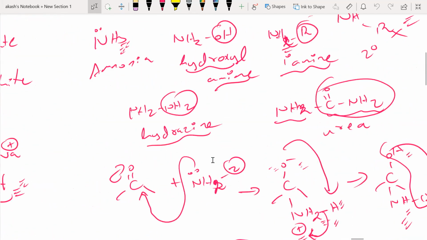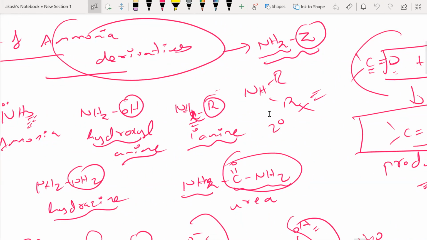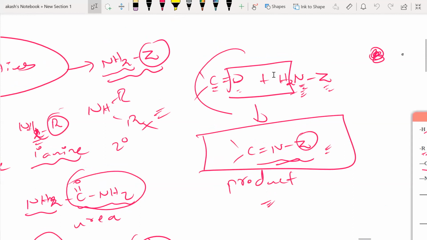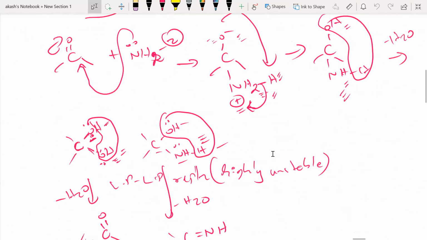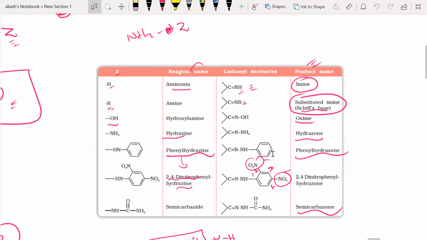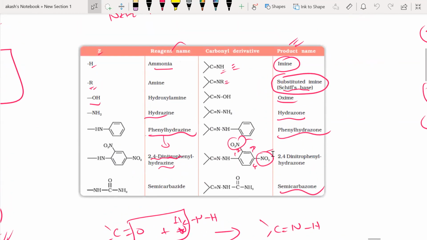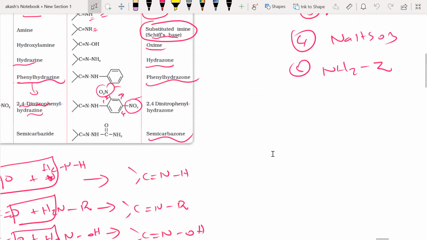Okay. And then the next one was addition of ammonia and its derivatives. We saw NH2Z. We know what the shortcut is also. We just have to remove H2O, H2 from N and O from the carbonyl compound. You remove that and make a double bond. And we saw the mechanism also, how it is exactly going to happen. Then what we have are these different amino derivatives and what the products formed are. That also we understood, right? The names, the structures, the reagent name and the product name, and the carbonyl derivative structure, everything is very, very important. Okay, we saw all those stuff, right?